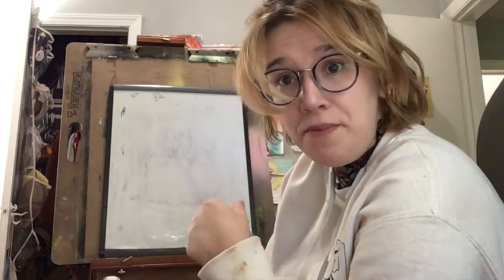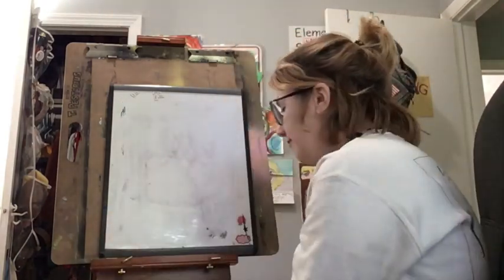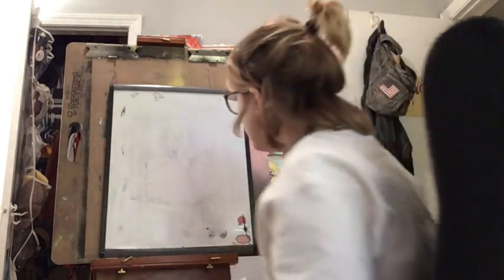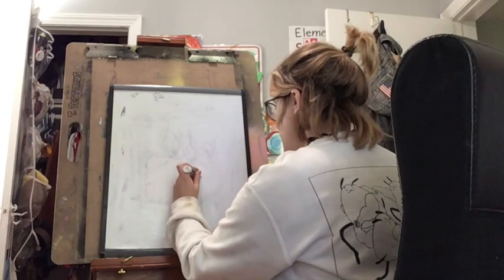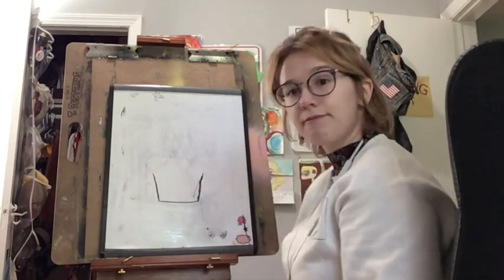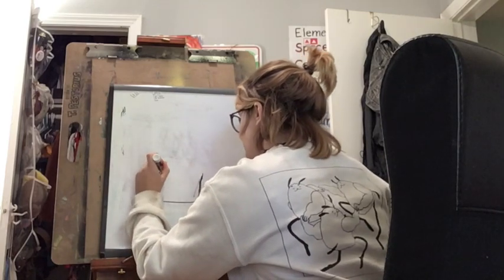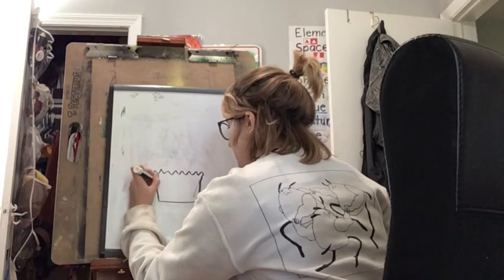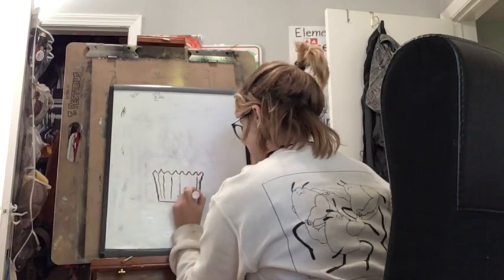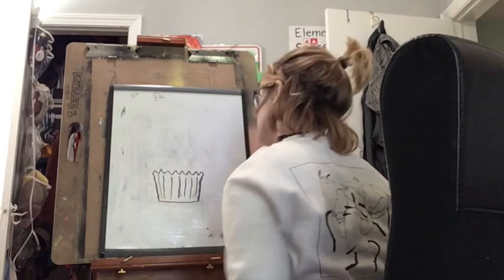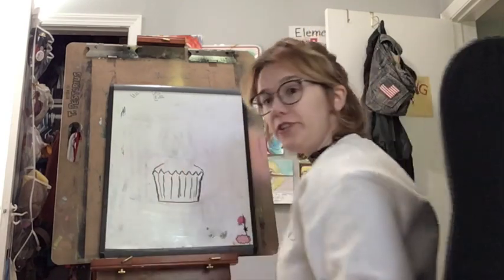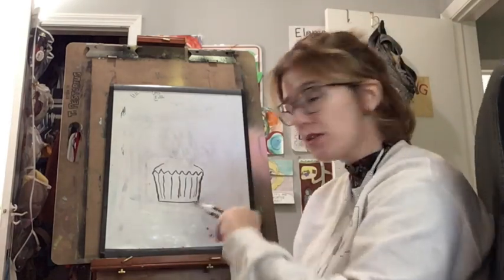So you should get your whiteboard, because you should all have a whiteboard at this point. And I'm gonna show you how to draw a cupcake, and you can draw it along with me on your whiteboard. So here we go. A cupcake has a bottom to it that sort of juts outward, right? And with a cupcake, I like to draw a little zigzag with lines. And the body of my cupcake. So see here, I'm not drawing it all the way to the top, but that's my cupcake.